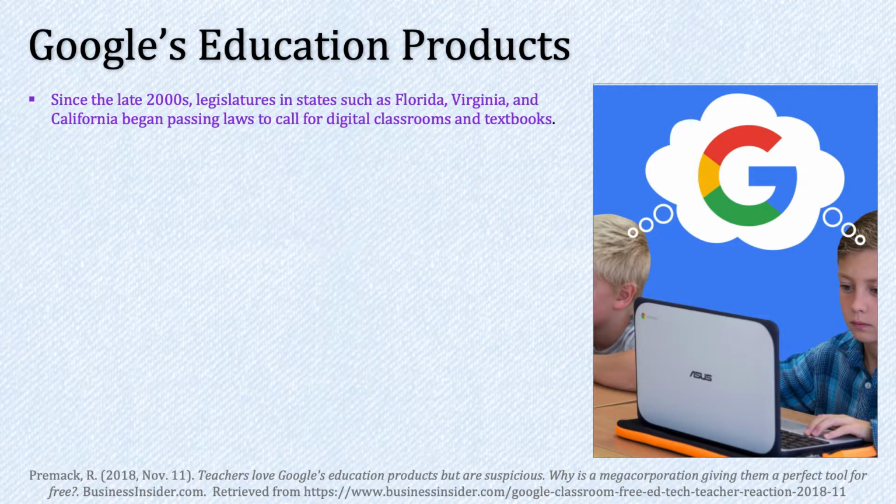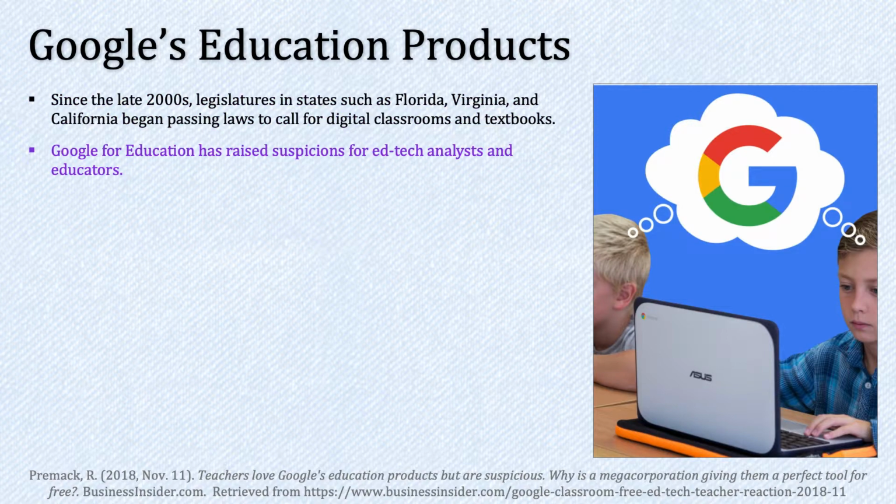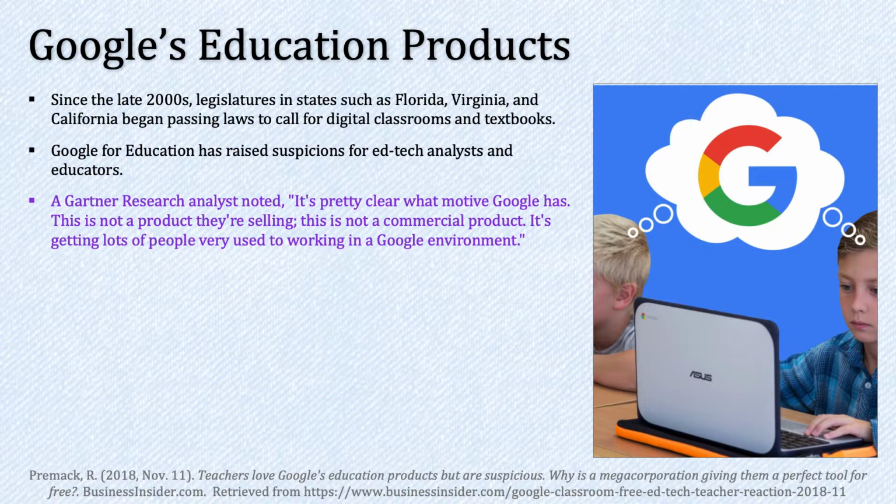Premack notes that since the late 2000s, state legislatures have actually been requiring that schools make the move to digital classrooms and textbooks. And Premack argues that Google was aware of this and really took advantage of it. But of course, Google for Education has raised suspicions for edtech analysts and educators. For example, a Gartner research analyst noted that it's pretty clear what motive Google has. This is not a product they're selling. This is not a commercial product. It's getting lots of people very used to working in a Google environment.